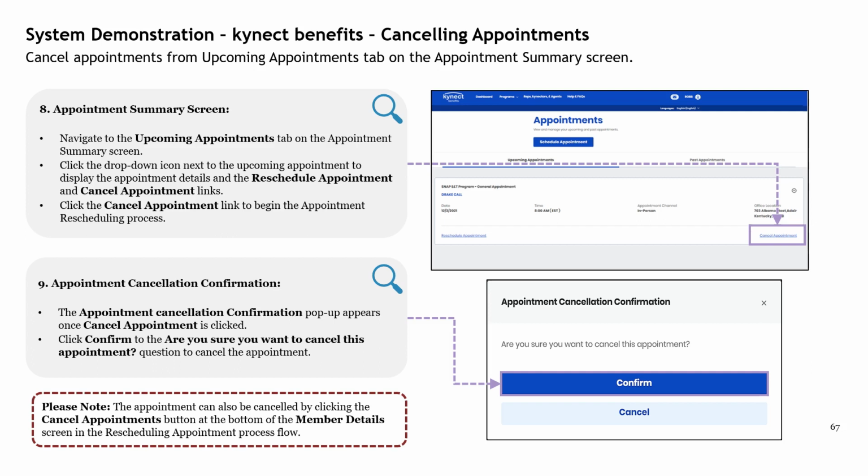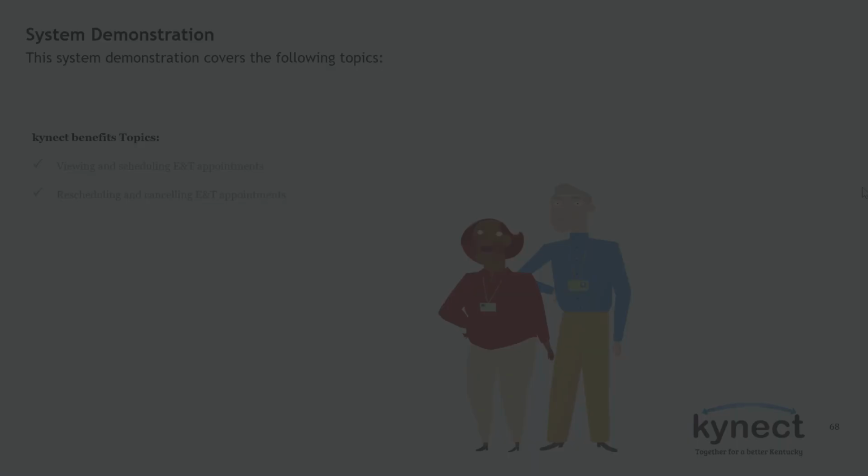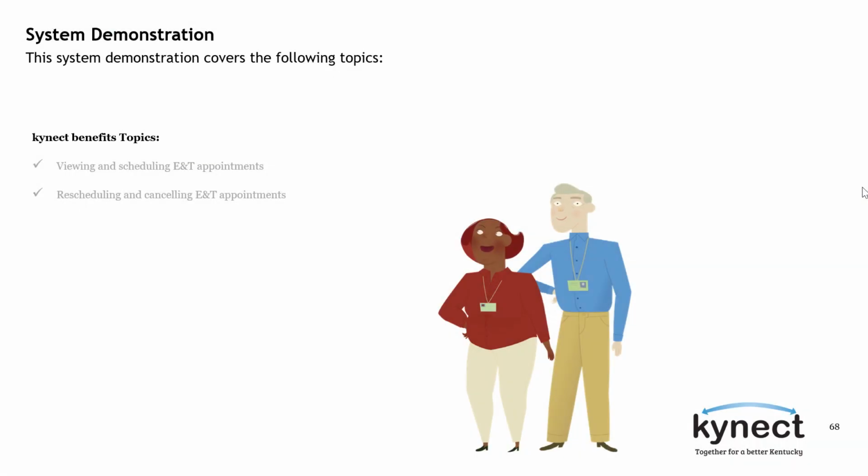The appointment cancellation confirmation pop-up appears. Click confirm to the "Are you sure you want to cancel this appointment?" question to cancel the appointment. Please note that the appointment may also be canceled by clicking the cancel appointment button at the bottom of the member details screen in the rescheduling appointment process flow. This concludes our demonstration of Kynect benefits topics.